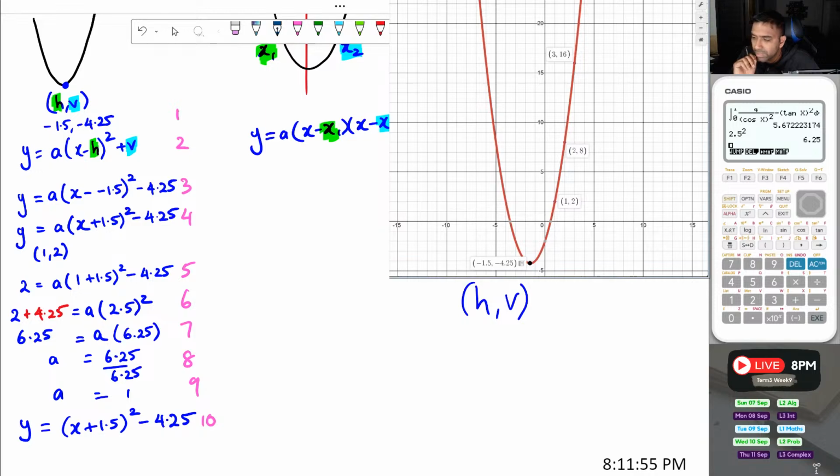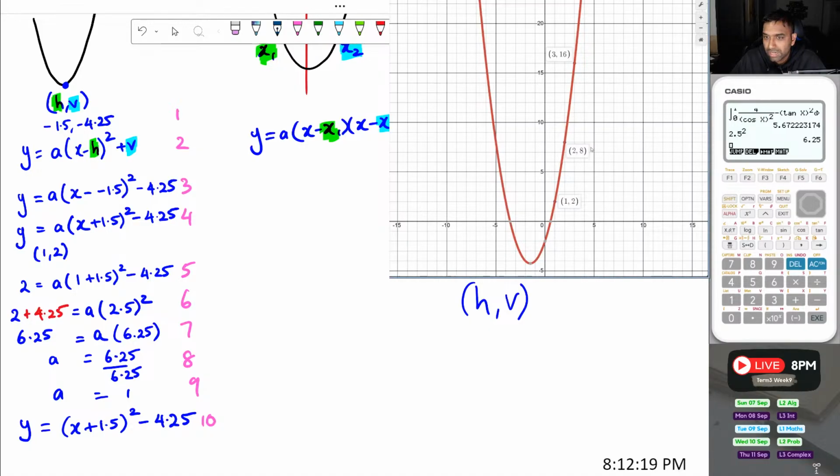Let me know if this is okay. This is level 1 maths, Wendy. If you're good with that, I want to show you guys how to do the vertex form. Was it asking for the vertex form? No, it wasn't asking for the vertex form. I just wanted to show you what you would do if they gave you the vertex form.